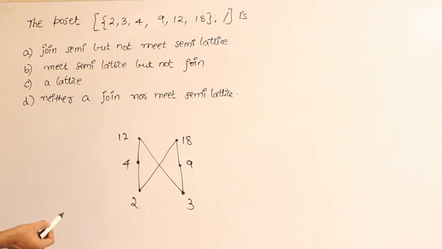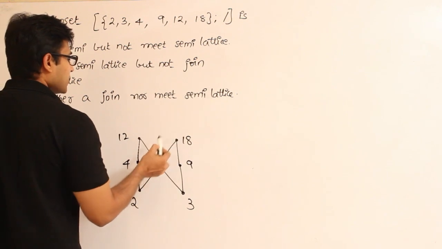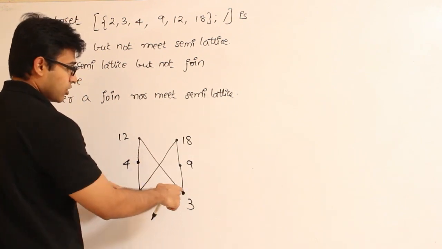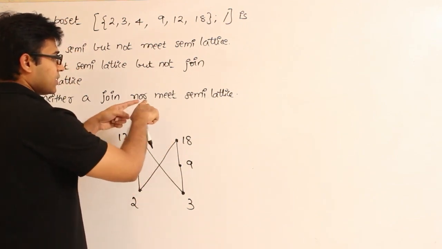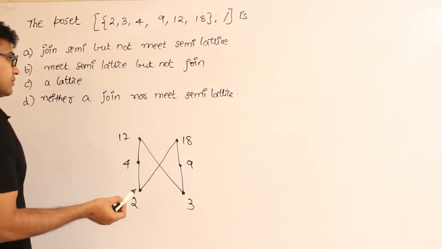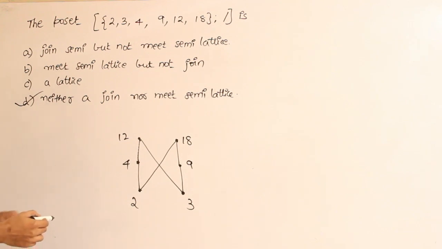Clearly you can see that in this poset we have 2 minimal elements and 2 maximal elements. Whenever you have 2 minimal elements, for any 2 minimal elements there will not be greatest lower bound, and for 2 maximal elements there will not be least upper bound. Therefore it is neither join nor meet semilattice, right? So that is how we can answer it.